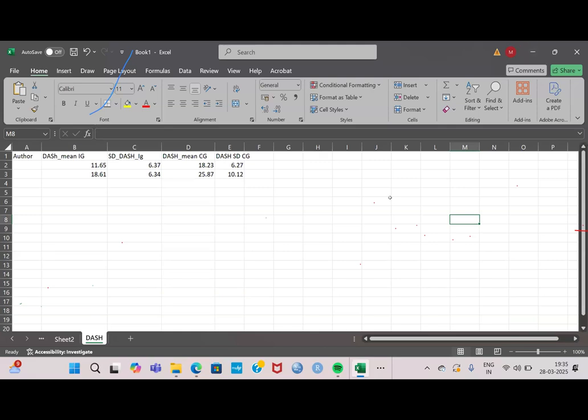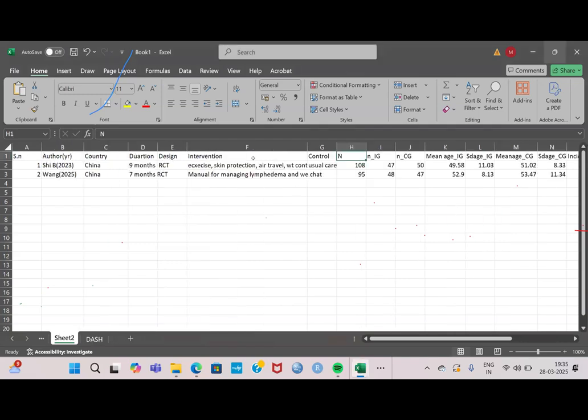Ma'am, one participant has a query that in the prevalence of lymphedema, there is some typo error or something like that in N and prevalence. So can you show that? Sir, in this sheet only? Yes, ma'am.